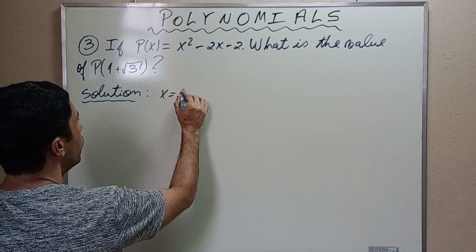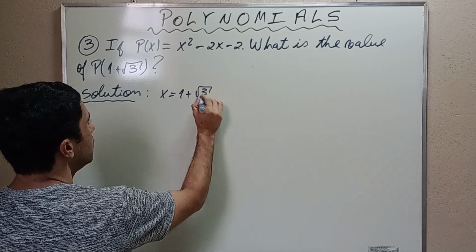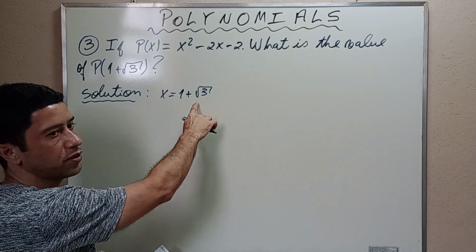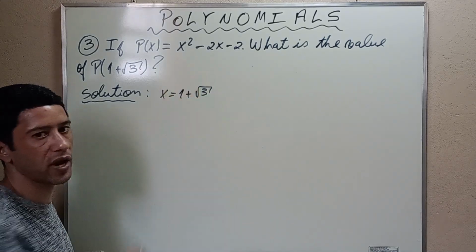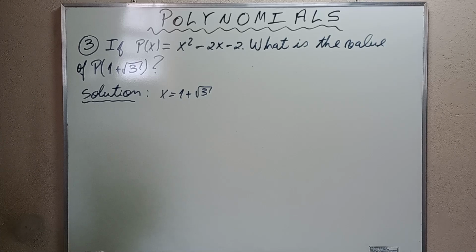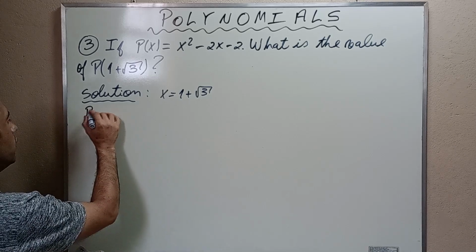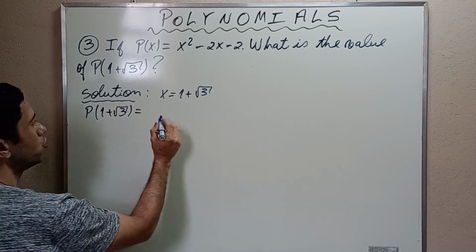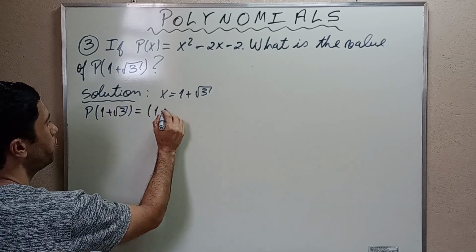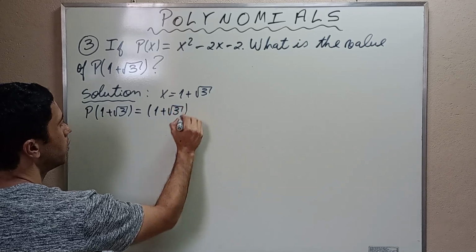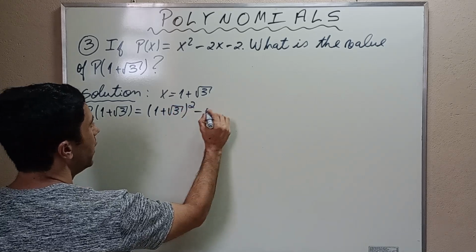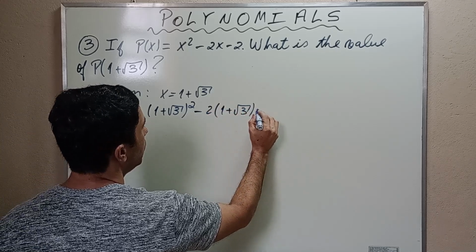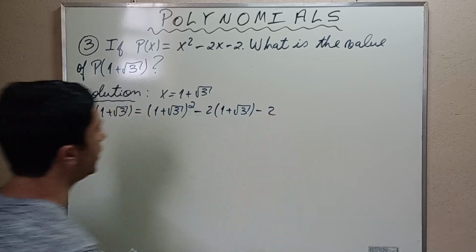X equal to 1 plus the square root of 3. We are going to insert this in the expression of the polynomial, alright? So p of 1 plus the square root of 3 is equal to 1 plus the square root of 3 squared minus 2 times 1 plus the square root of 3 minus 2, okay?